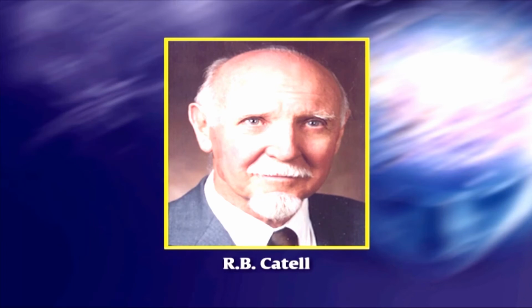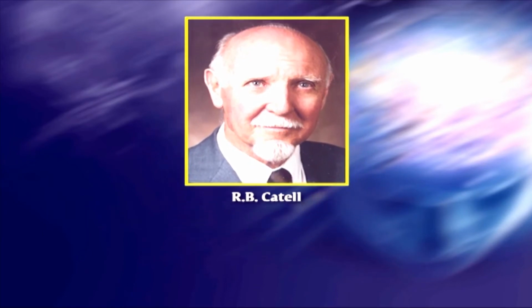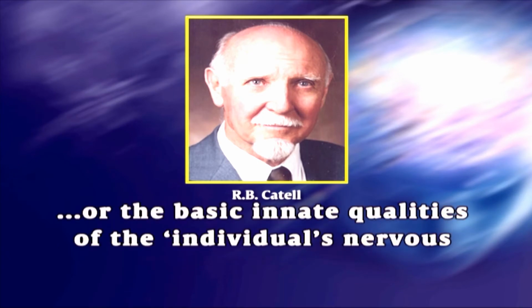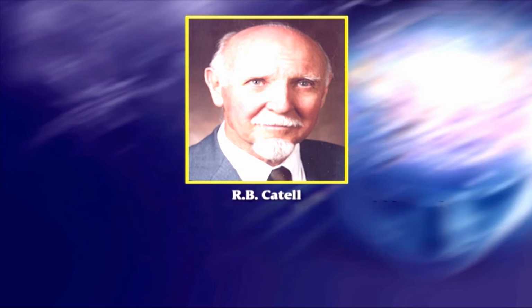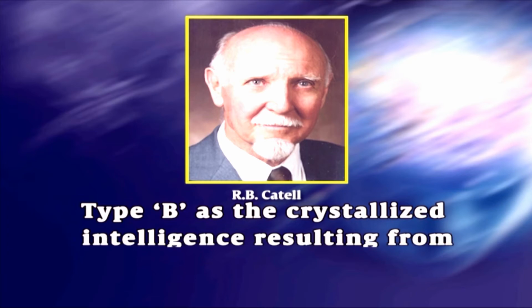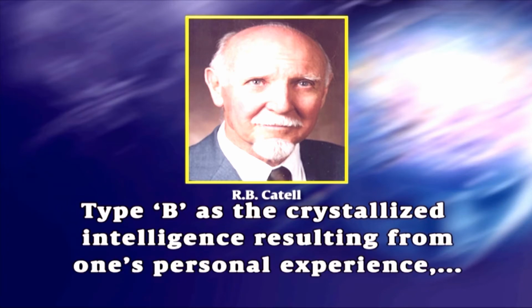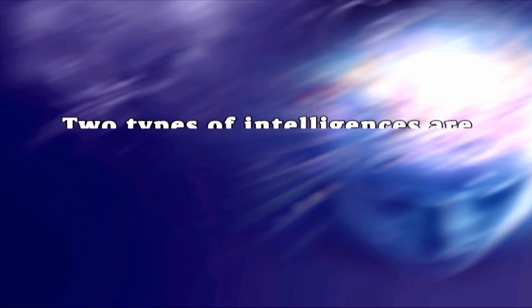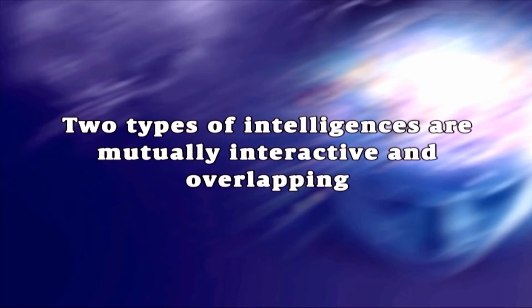R.B. Cattell, an authority in the field, has resolved this quandary by suggesting two types of intelligence. Type A is taken as the genetic potentiality or the basic innate qualities of the individual's nervous system, and type B as the crystallized intelligence resulting from one's personal experience, learning, and other environmental or fluid influences. But we must take a precaution that the two types of intelligence are mutually interactive and overlapping. That is why we can't assess innateness of intelligence directly or unaffected by the environmental factors.